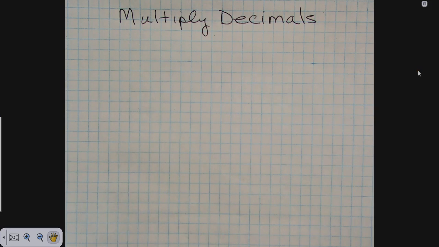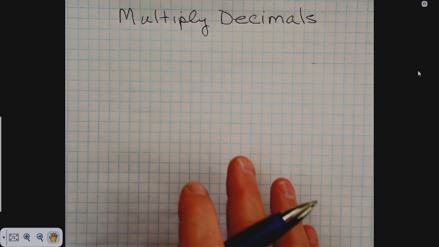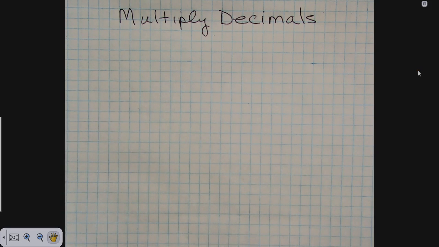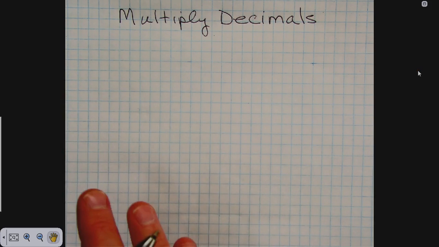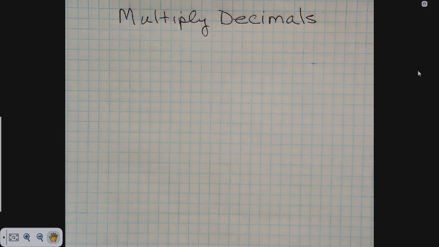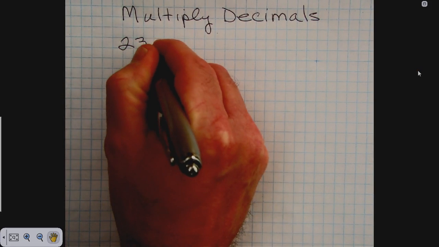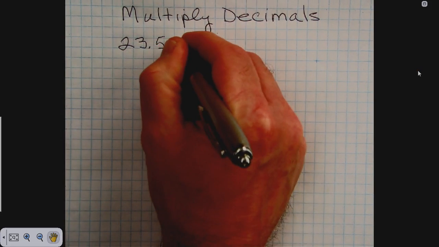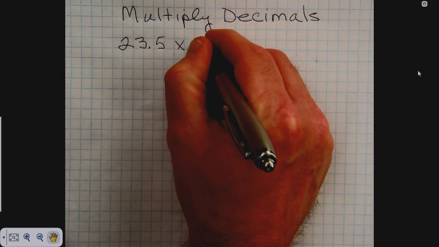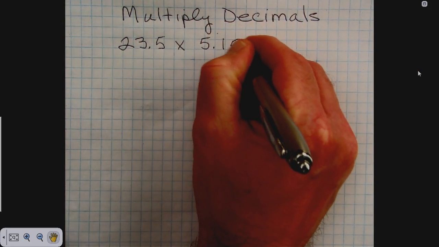Hello, this is a video on multiplying decimals. Here's my problem. I'm going to take the decimal 23.5 and multiply it by 5.15.